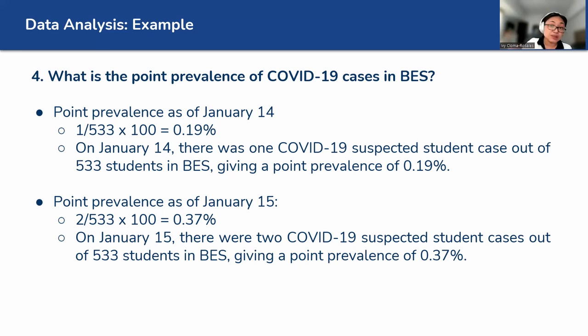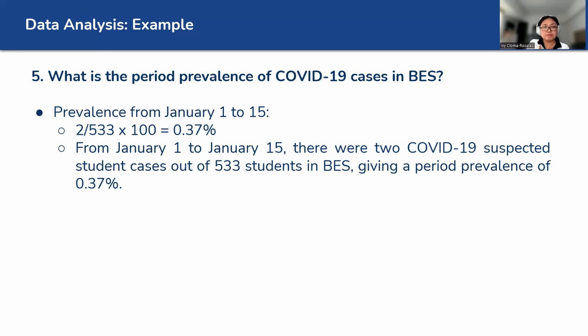So I hope that when you report, it can be something like this. So the incidence was this, the point prevalence as of this date was this. Then period prevalence. But when you say period, you have to define also prevalence from January 1 to January 15. Again, 2 cases. So then you can say from January 1 to January 15, there were 2 COVID-19 suspected student cases out of 533 students in BES, giving a period prevalence of 0.37%.